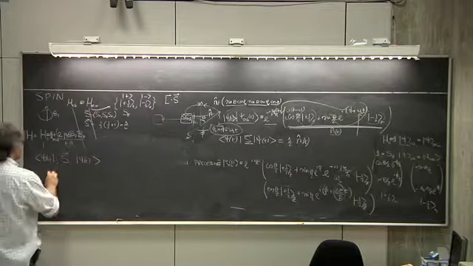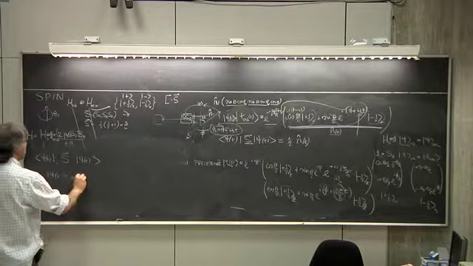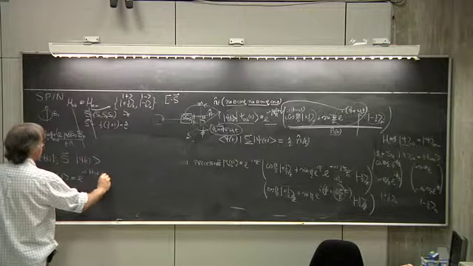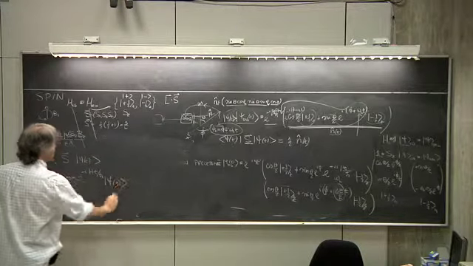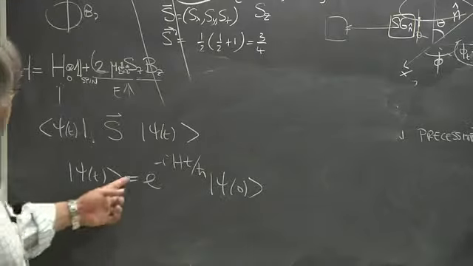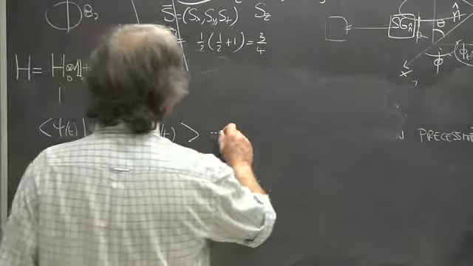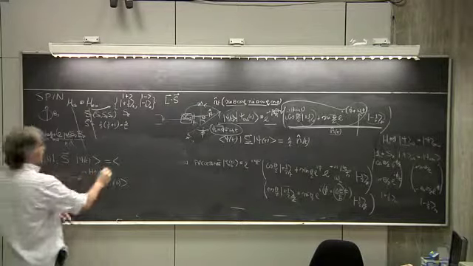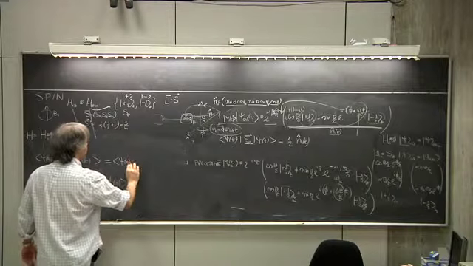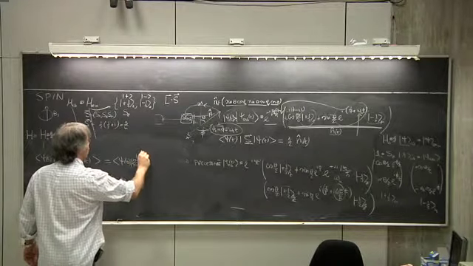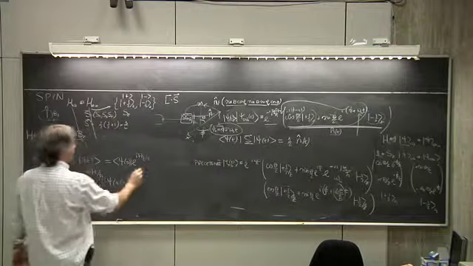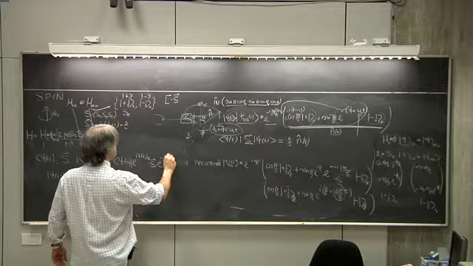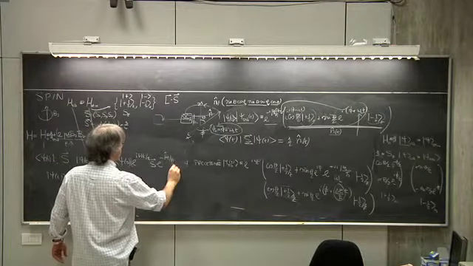But what is this? Psi of t is the state, so it's e to the minus i H t over h bar times the state at time 0. So I can really put this thing there and say that this is equal to, now if I use the bra here, psi of 0, e to the i H t over h bar, and then I have still the same spin operator, and then I have here e to the minus i H t over h bar, psi 0.